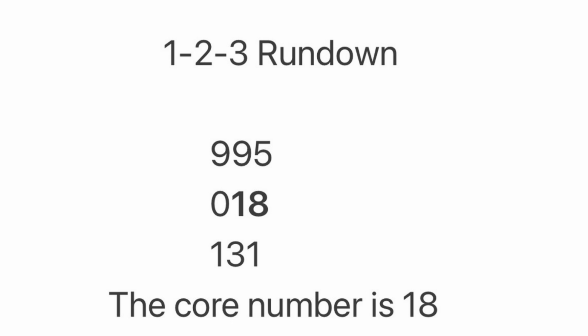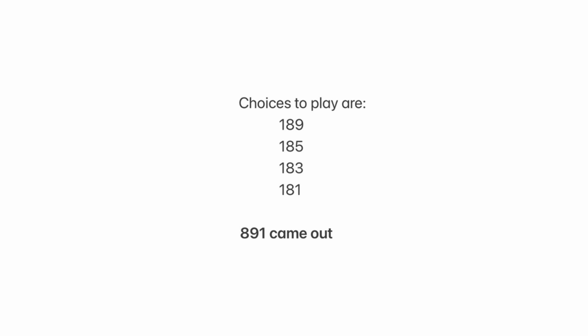Now, how do I get my 3rd digit to go with those 2 digits, 1 and 8, the core number? I'm going to choose the 2 numbers above the core and 2 numbers below the core. So I'm going to formulate 185, the 5 is above the 8, and 189. And then I'm going to go beneath the core number and have 183 and 181.